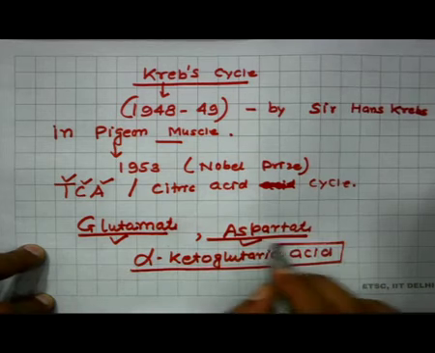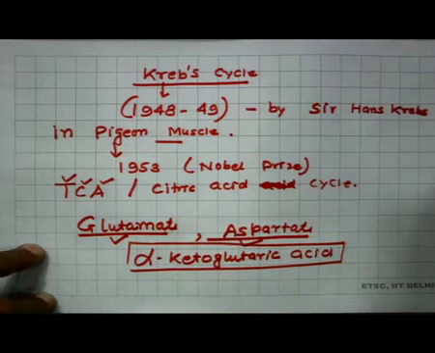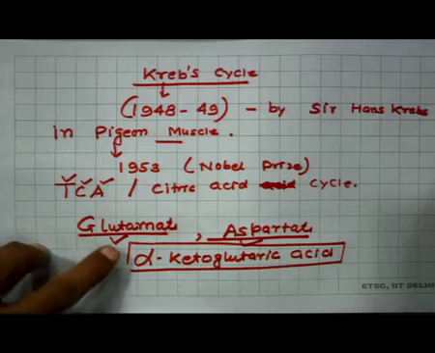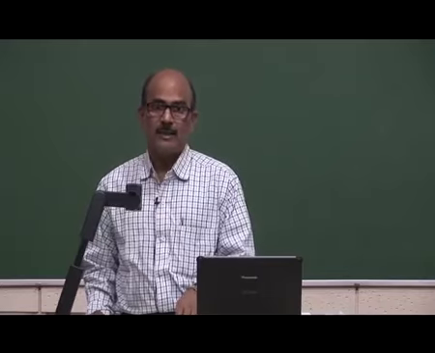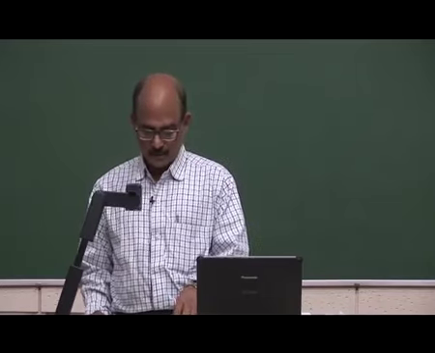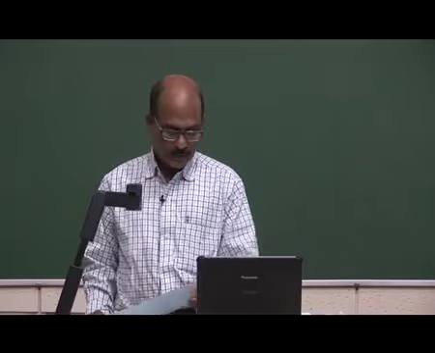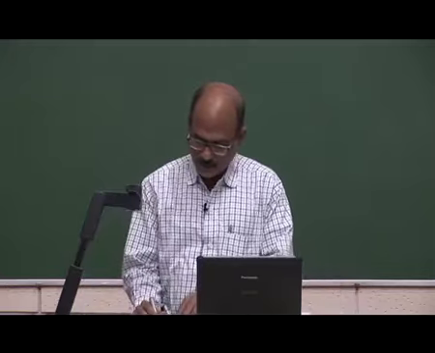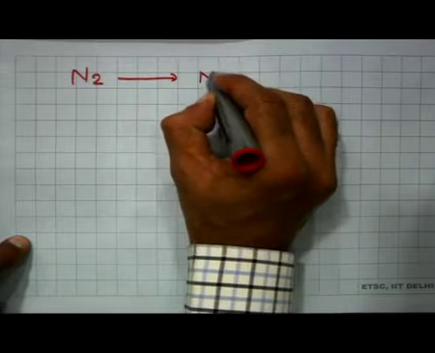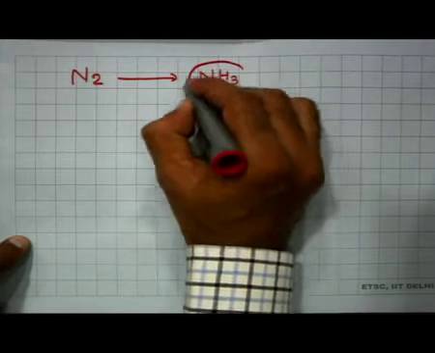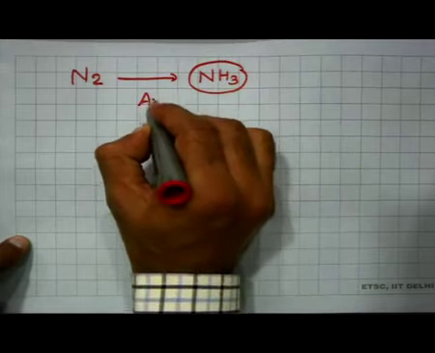It is discussed in the chapter mineral nutrition. When biological nitrogen fixation takes place, the product will be ammonia. The N2 is converted into ammonia. This process is called ammonification.